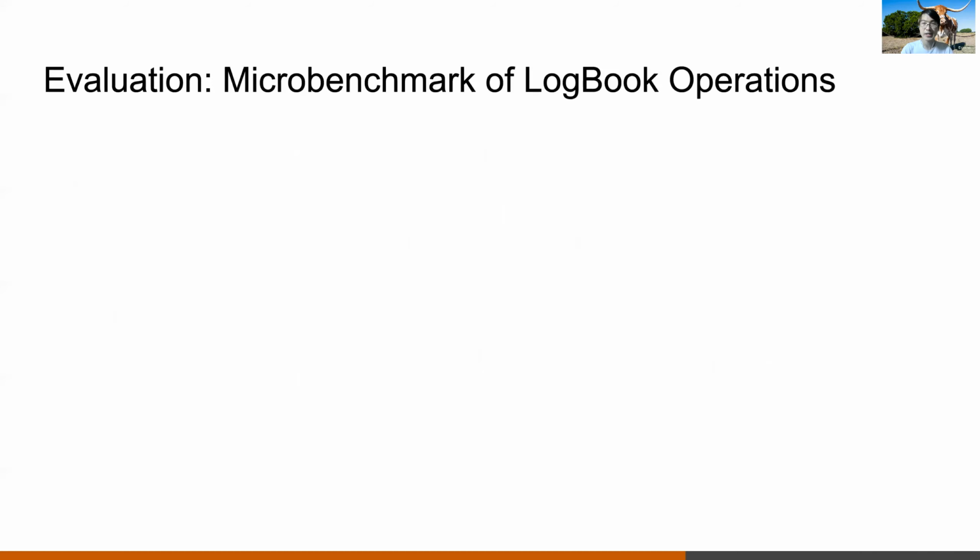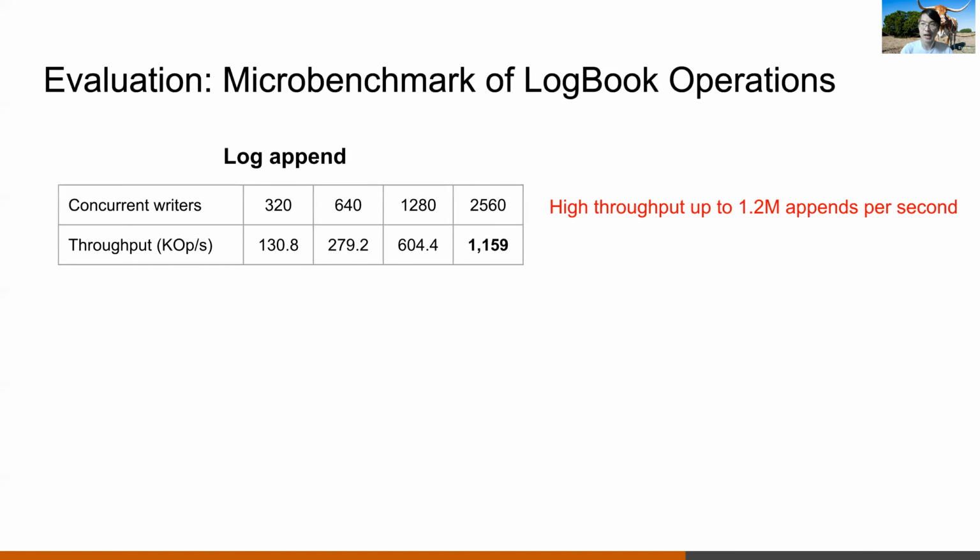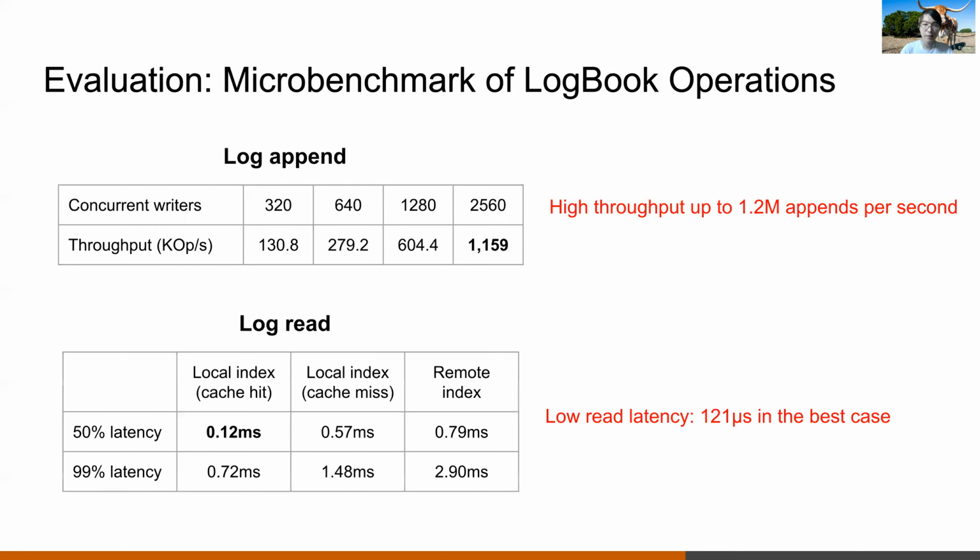We start the evaluation with microbenchmarks on LogBook operations. LogBooks can actually achieve high throughput. The append throughput can scale to 1.2 million appends per second. And Boki's LogBook also achieves low read latency. In the case that the local log index is used with a cache hit, the read latency is as low as 120 microseconds. For other cases, the median read latency is generally within 1 millisecond.